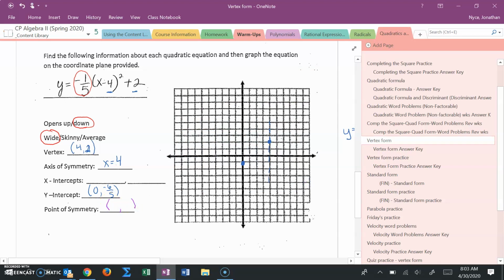It's easier to do from the graph, and if we count from our y-intercept over to the axis of symmetry, it is 4 units. So we're going to go 4 units in the other direction, and there's our point of symmetry. So the axis is at x equals 4, and we want 4 more units over. This is going to be at (8, negative 6/5).